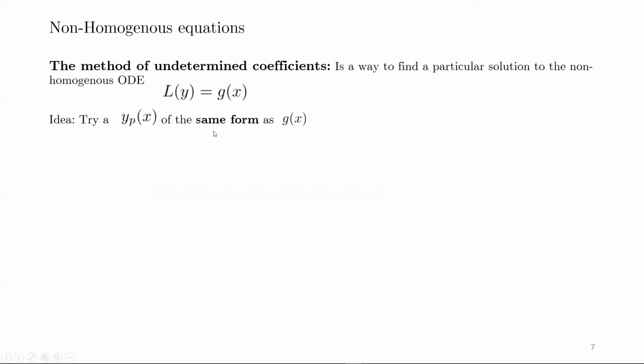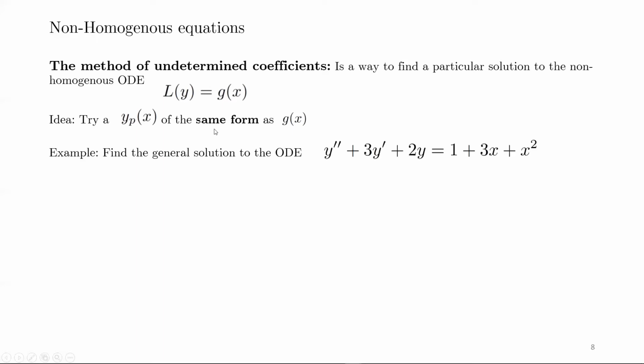So it's quite a simple idea, and in fact the application is simple. The algebra can be a little bit tricky, but the method itself is a fairly simple idea. So let's learn this method by example. So we're asked to find the general solution to the ODE y double prime plus 3y prime plus 2y equals 1 plus 3x plus x squared. This is obviously a second order linear equation. It is an equation with constant coefficients, so therefore we know how to solve that equation.